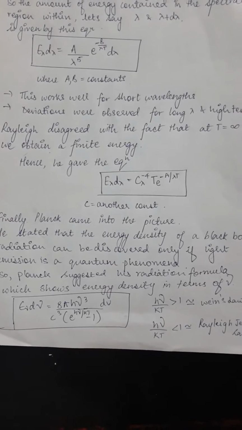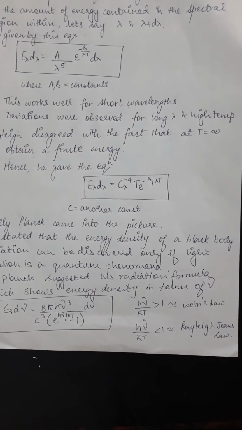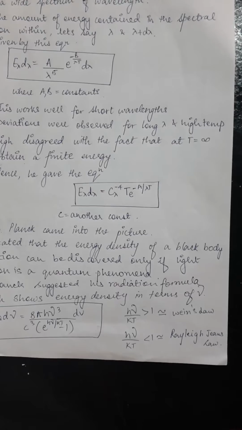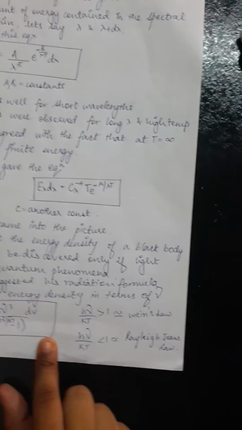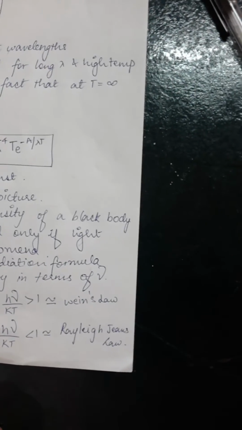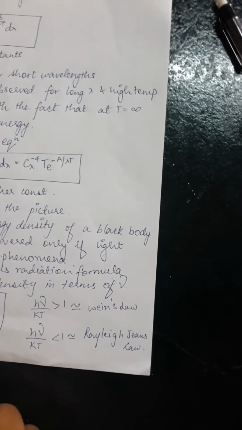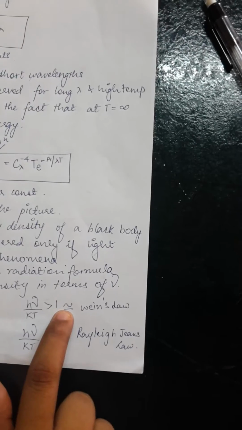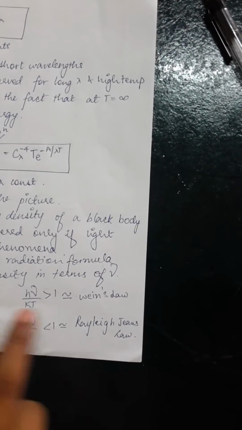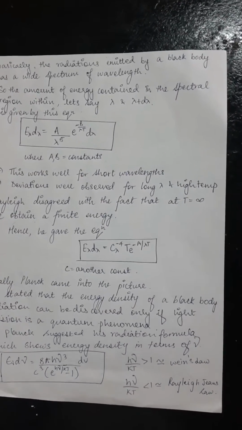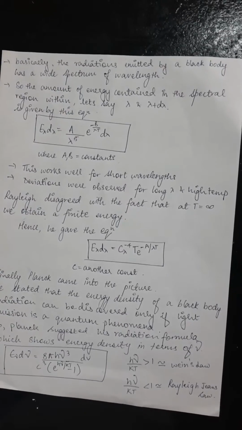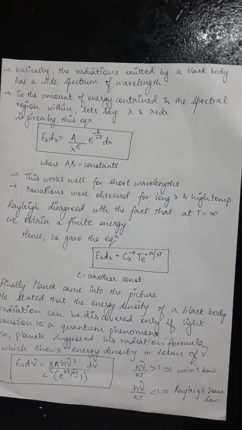So Planck suggested his radiation formula, which represented the energy density in terms of frequency. This is the formula given by Planck. Now suppose h nu by kT is greater than 1, we obtain Wien's law equation. And if it is less than 1, we obtain the Rayleigh-Jeans law equation. The most important aspect of Planck's hypothesis was the new idea of discontinuous emission of radiations.